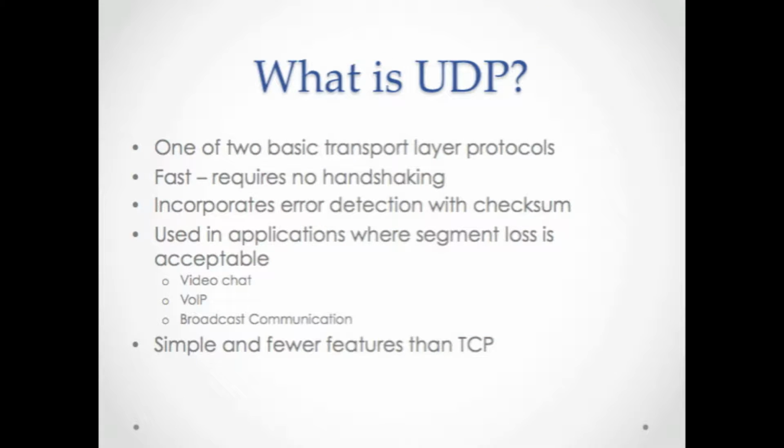So what is UDP? UDP is one of the two basic transport layer protocols, with the other one being TCP, or Transmission Control Protocol. Compared to TCP, UDP is faster and simpler, but the downside is you may have segment loss when you're trying to transmit data. There are applications out there which require fast transmission, such as video chat or Skype. You want the video to stream as fast as possible, but don't mind if it hangs for a moment. This would not be possible in TCP.